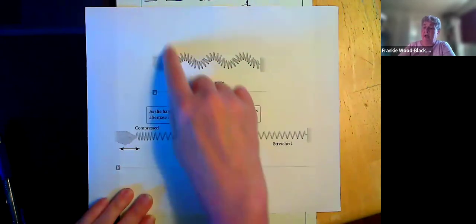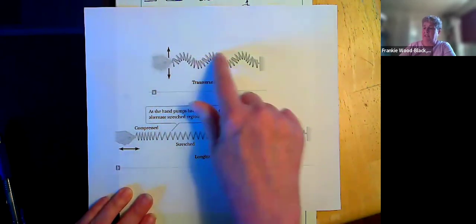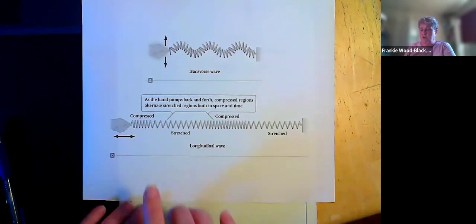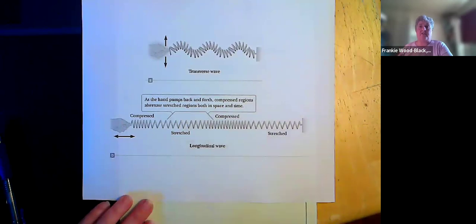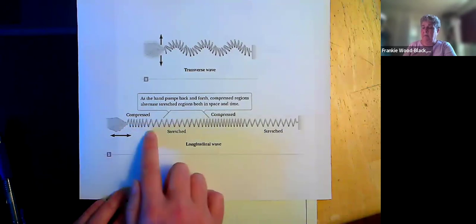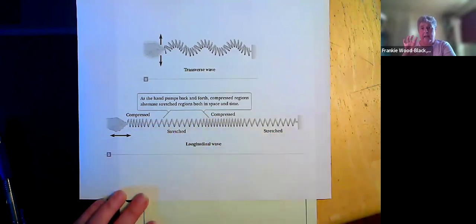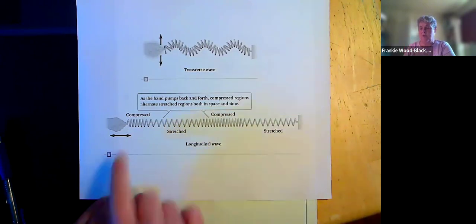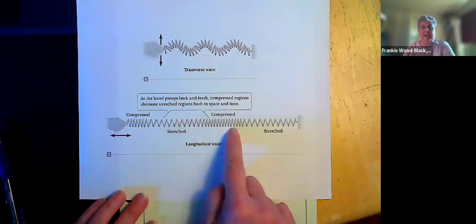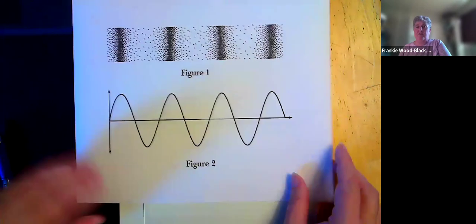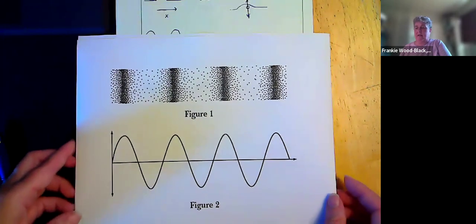Now, this transverse wave goes up and down, and you can see the nice sinusoidal pattern. My longitudinal wave, which is what our sound waves are going to be, is going to be compressed, stretched, compressed, stretched. And you can see a pulse down a slinky. You can actually watch that pulse move, and you can see the little springs change up and back. Why that's important for a sound wave is because this is what a sound wave is going to look like.